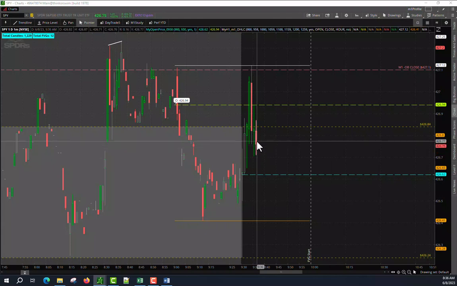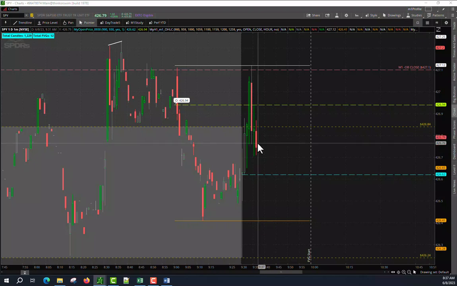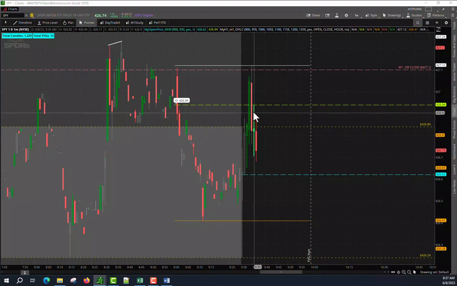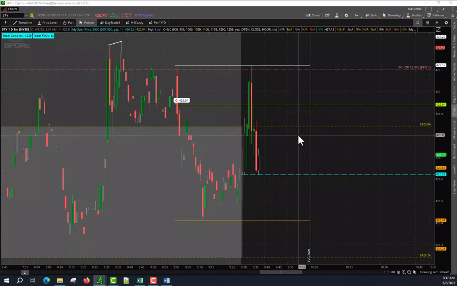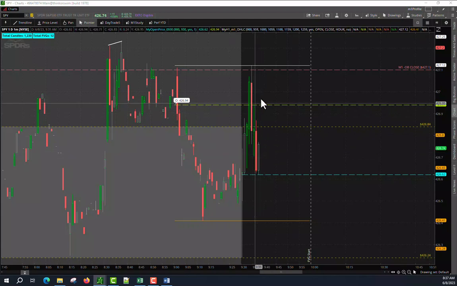We can enter a short right here. But you know, I prefer to enter a short on the up close candle. So we're a bit late right here. Let's see if we can come back here, give us a second chance to enter a short.